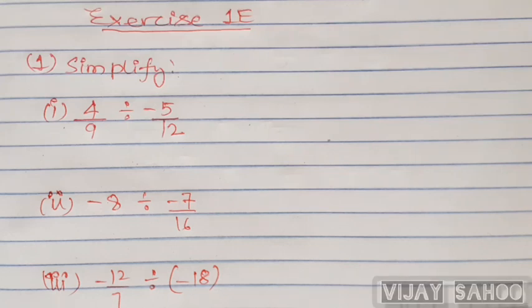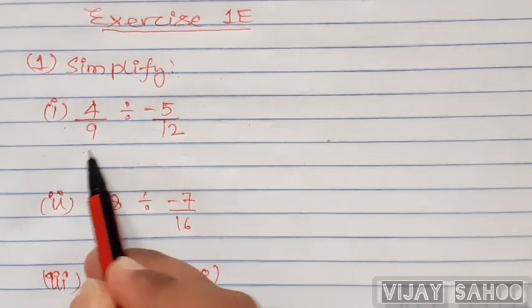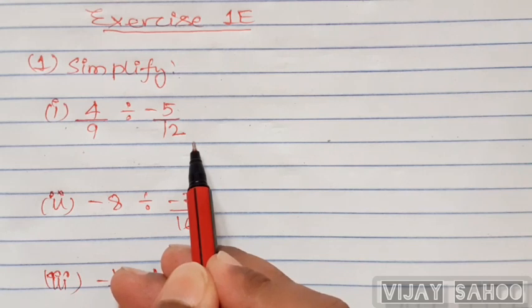Welcome students. Now we are moving to our exercise 1E, and in this exercise we'll find mostly the questions based on divisions. Okay, so we'll start with the first question of exercise 1E from R.S. Agarwal. First one, 4 by 9 divided by minus 5 by 12.